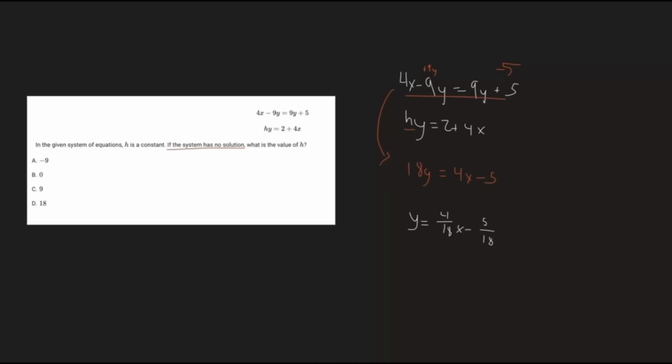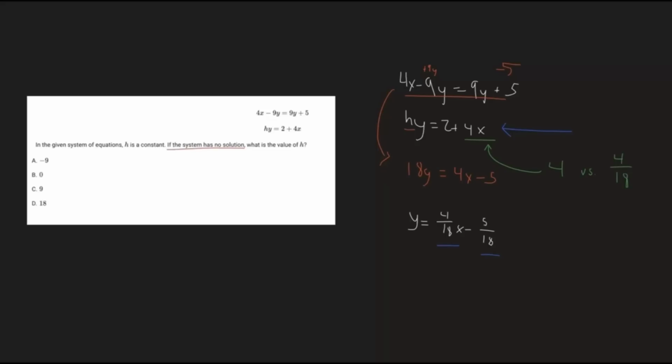All right, so this is our equation, right? That means what we need to do is get the second equation right here to have the exact same slope of 4 over 18, but a different y-intercept. So let's see if we can do that. So we have hy equals 2 plus 4x. So let's zoom in on this slope, right? The current slope is 4. Let's just ignore the x for now. So the current value of 4 is much different versus the slope that we want, which is 4 over 18.